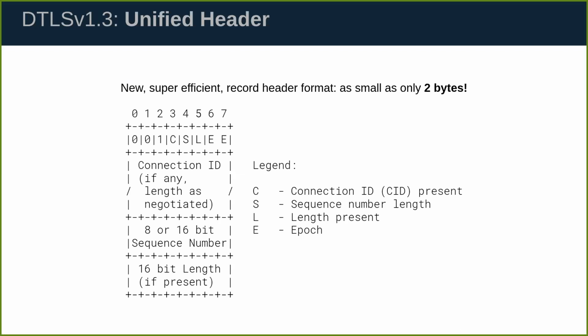So how can the unified header be only 2 bytes? If the connection ID is not being used, the sequence number is 8 bits, and we're not using the length field, then it's just the identifier byte, the first octet, and then the second octet is going to be the 8-bit sequence number. That way you have a very small overhead for the DTLS protocol for your application data. There's only 2 bytes on top of whatever padding or encryption metadata is appended to your data.